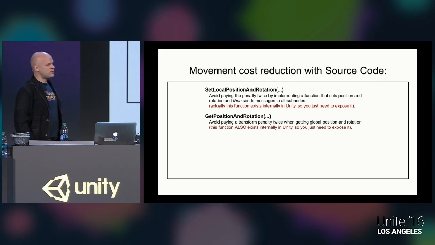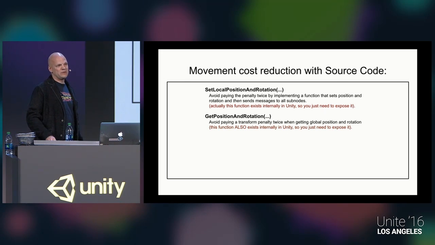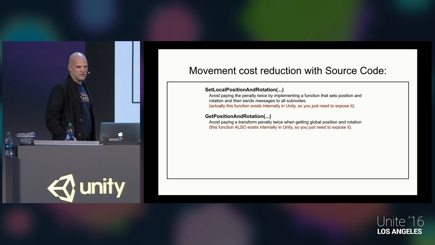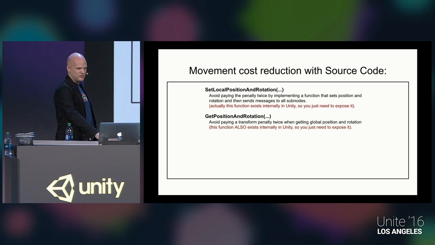There's also get position and rotation. It's the same idea. You get both at once, so you don't have to go all the way up the node hierarchy and back again in one go, and then do it again for the rotation. And as with the other one, that function also exists internally in the editor in Unity. They just haven't exposed it. So the same deal. You can expose it, or you can ask them to do it for you.